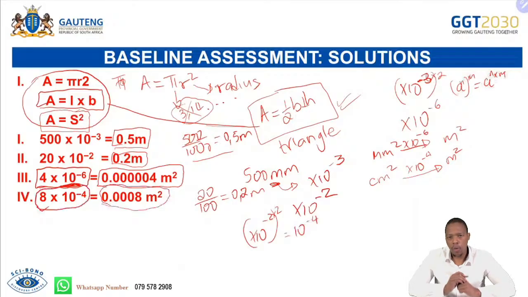So again, I want to emphasize the importance of knowing these formulae for calculating the area of this shape, the circle, the rectangle, the square, and also the triangle. And also I want to emphasize the importance of being able to convert from millimeters to meters, from centimeters to meters, from square millimeters to square meters, and from square centimeters to square meters. Very, very important. All right.